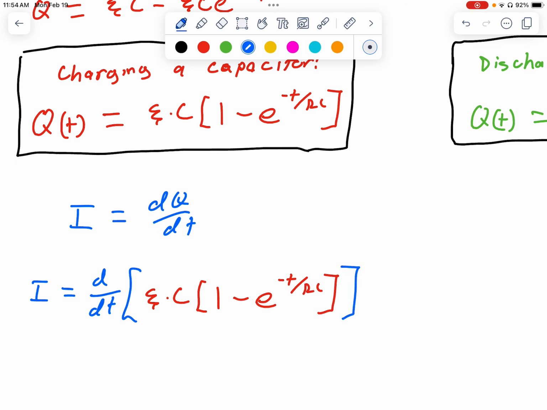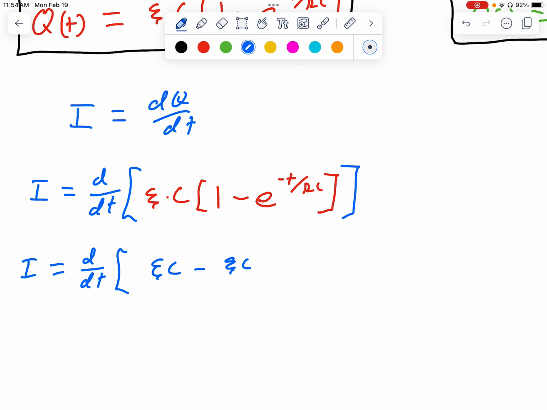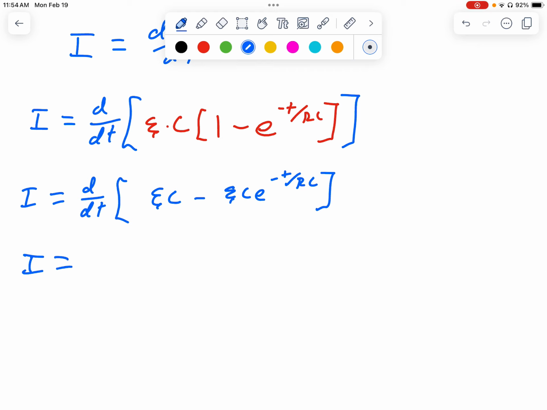If we took the time derivative of this, what's going to happen? I think it's actually easier to see if we distribute the EC back through this. If nothing else, we can get rid of some brackets. So we get epsilon C minus epsilon C e to the negative t over RC. That's what we're going to take the time derivative of. EC are just constants, so it's just some constant. We'll take the derivative of a constant as zero.